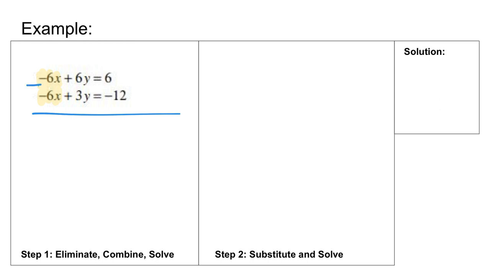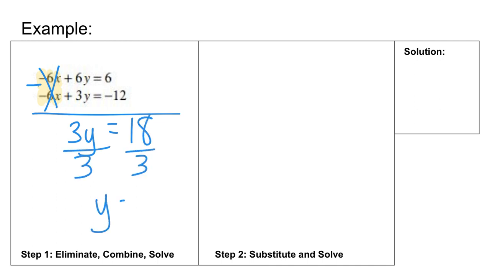So negative 6 minus negative 6 cancels. 6 minus 3 is 3y. 6 minus negative 12 is 18. We'll divide both sides by 3. So y is 6.